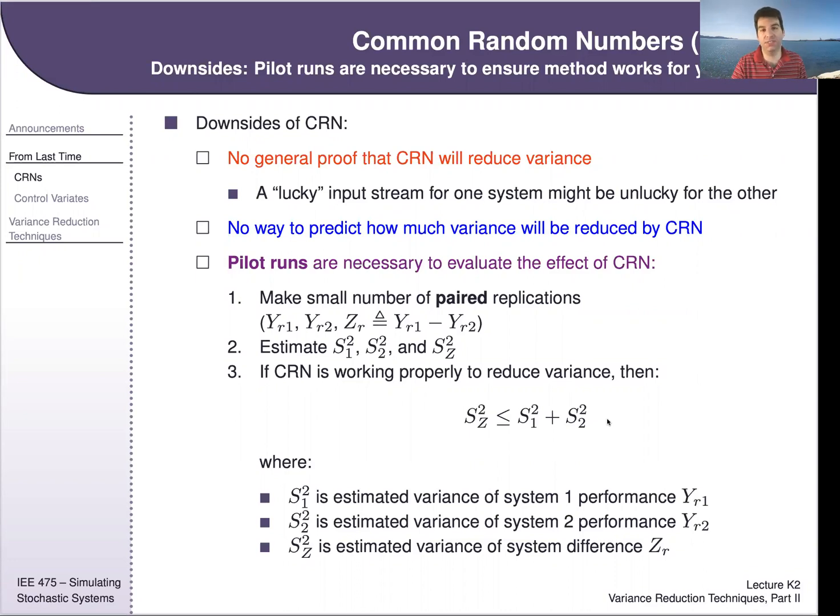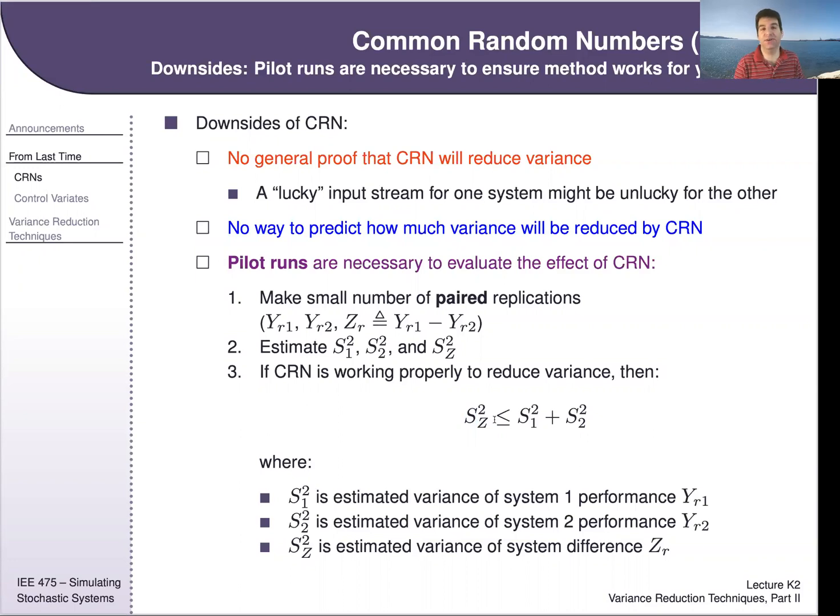If CRN worked, then the variance you measure across your differences will be less than the sum of the variances you get in the individual models themselves. There'll be this synergistic effect. But if it doesn't work, then this won't be the case. So if you get an equal variance or a higher variance, then that indicates that CRN probably isn't good for these two systems that you put together.